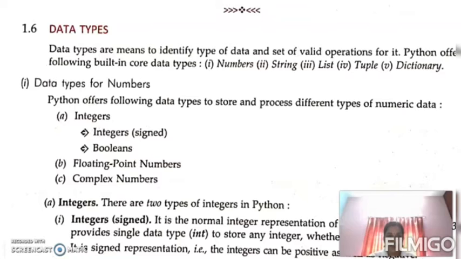Let's start our class with data types. Data types are used to identify the type of data and the operations on it. By using the data type, we can identify the data. If it is a string or an integer, this can be identified by using data types. In Python, there are 5 data types we use. First is numbers, second is string, third is list, fourth is tuple, and fifth is dictionary.